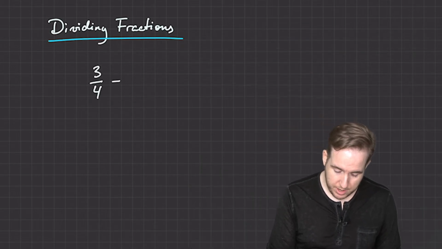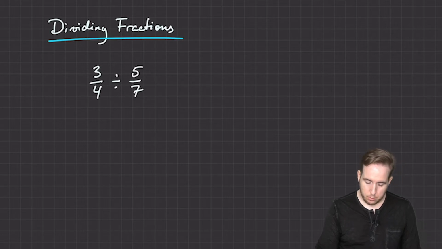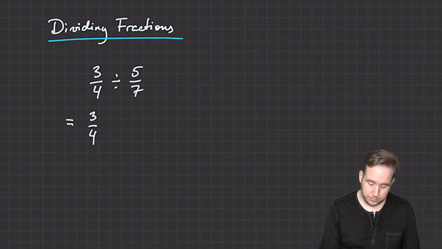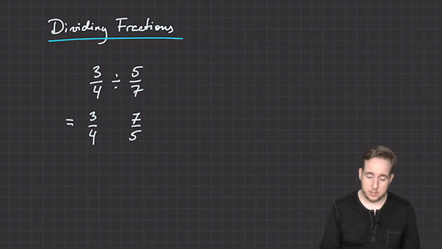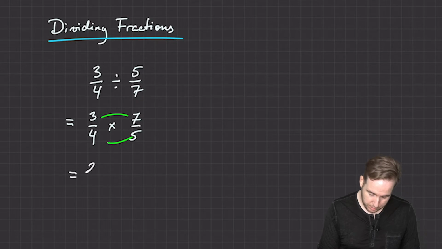So if I want to do 3/4 divided by, let me see, 5/7, the way you do that is you keep the first fraction the same. You take the second fraction, you turn it upside down, and then you change the divide sign to a times. And then I just follow through. So I do top times top, bottom times bottom. So 3 times 7 is 21, and 4 times 5 is 20, and that's it.